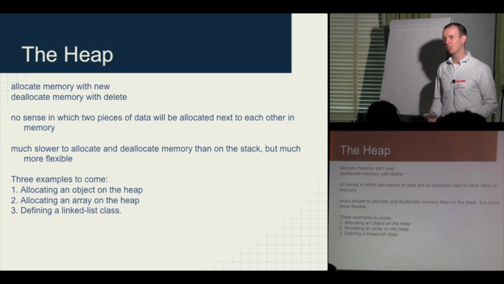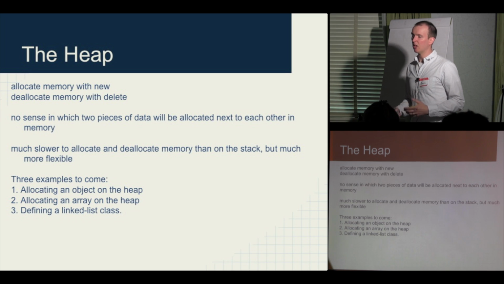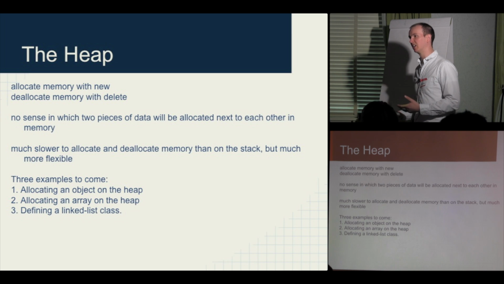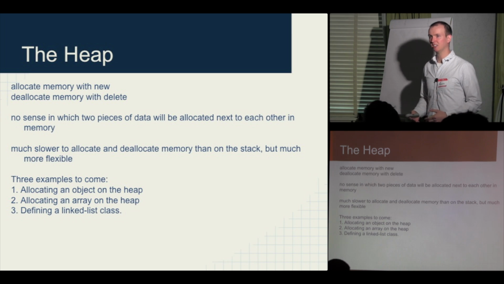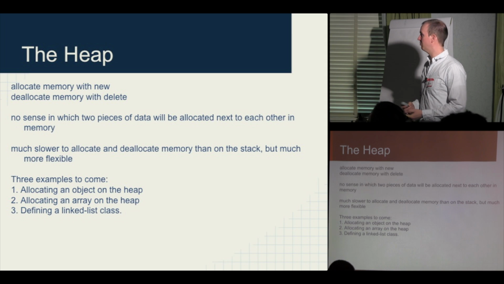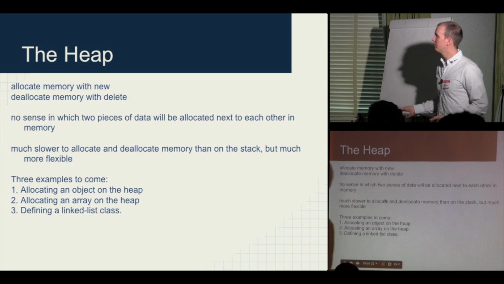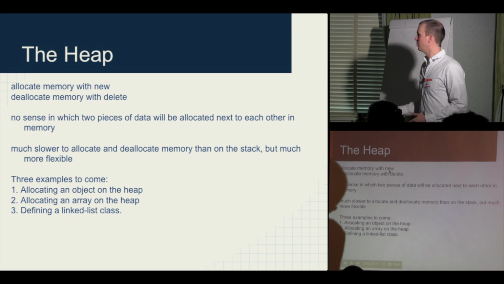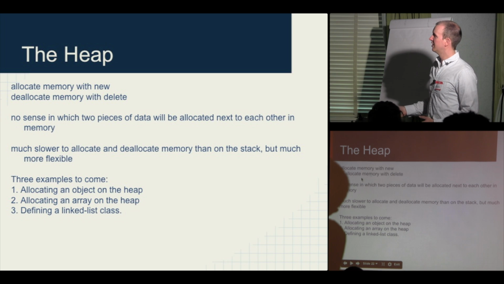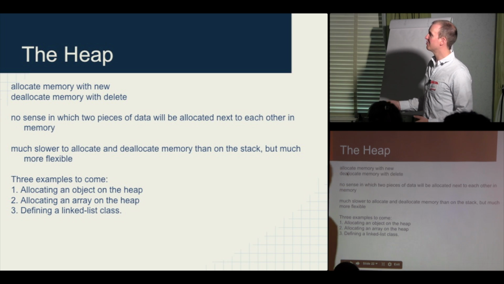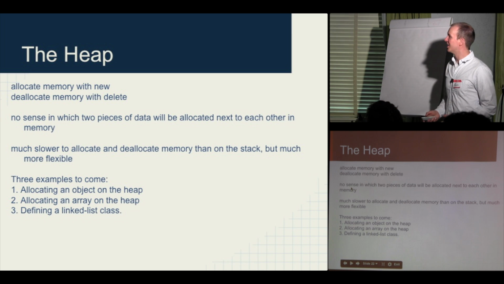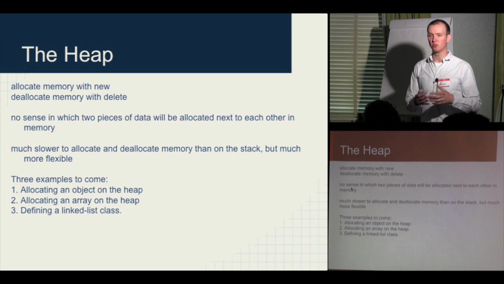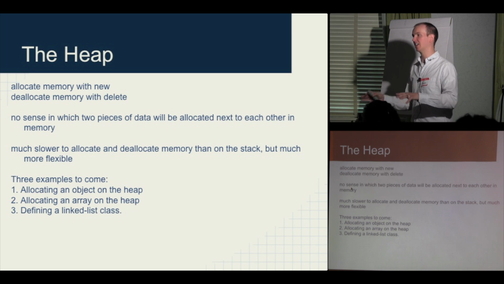The other half of memory allocation is the heap. And so I was going to walk through a couple examples where I talk about allocating memory on the heap, using data structures that allocate memory on the heap, and then some of the problems that you can have working on the heap. All right, so you use the new command to allocate memory on the heap. Use the delete command to deallocate memory, and then, as I said before, when you say new twice, there's no sense in which the two pieces of data would be allocated next to each other in memory.